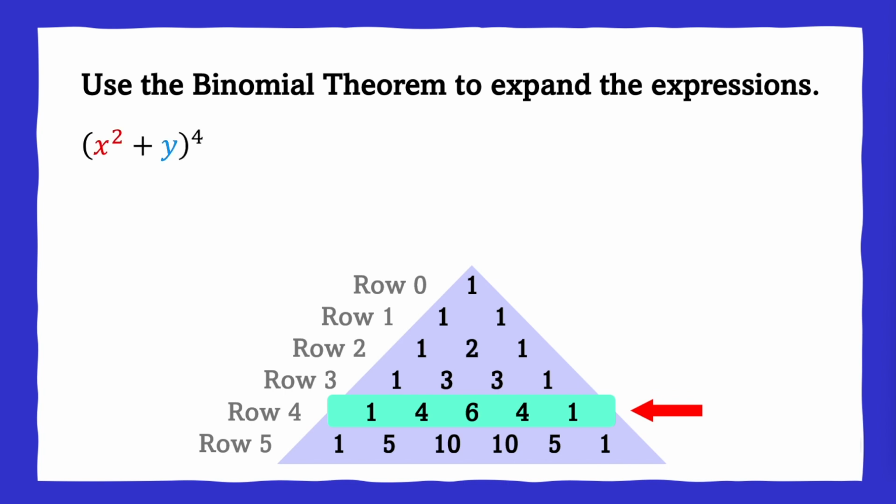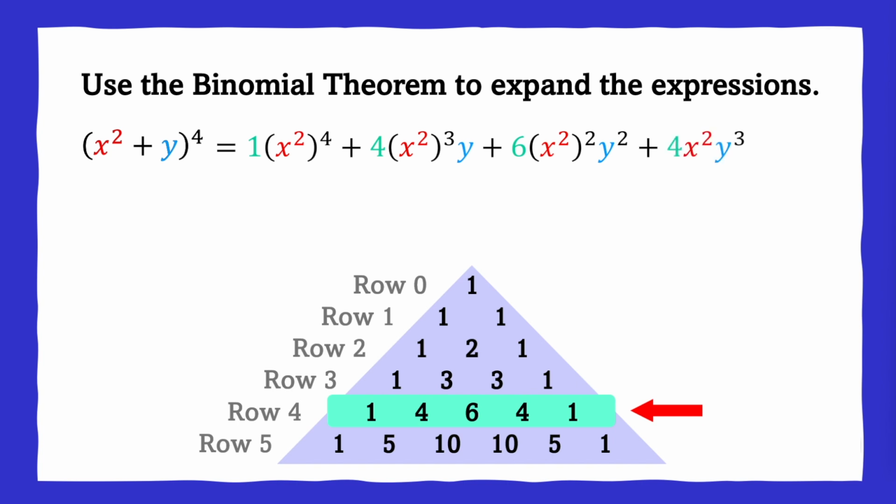Here, a is x squared and b is y. The first term will have the coefficient 1, and x squared is raised to the fourth power, while y is raised to nothing, which means it's just 1, so we can skip it. In subsequent terms, the exponent of x squared decreases, and the exponent of y increases by 1. The second term has the coefficient 4. x squared is raised to the third power, and y is raised to the first power. The third term has the coefficient 6, and x squared is raised to the second power, and y is also raised to the second power.